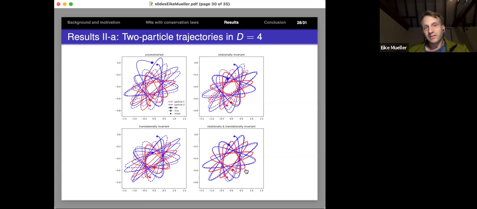If you look at the trajectories for the unconstrained network, they look wrong because the particle is going back on itself here. That's not really what's happening in the true system. It gets better as we switch on the symmetry enforcing layers, and the best trajectories are the ones where I enforce both symmetries. I'm still off, but it's looking much better.